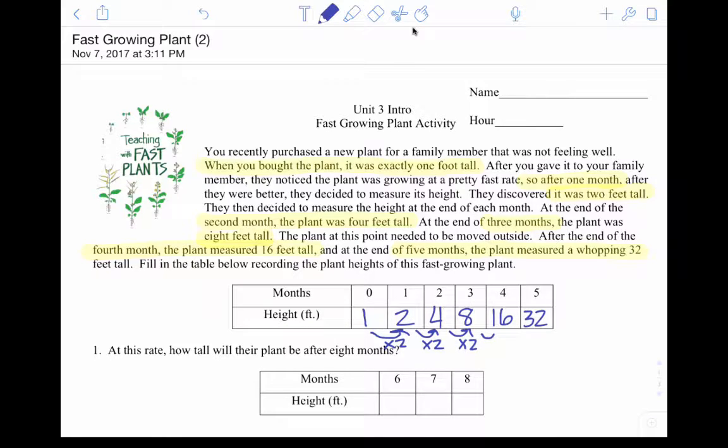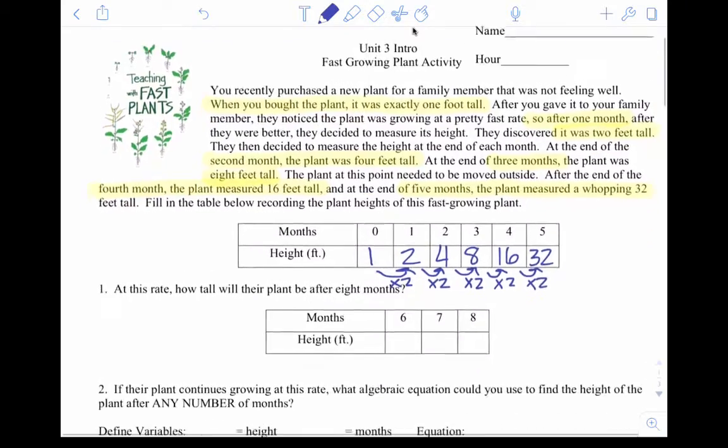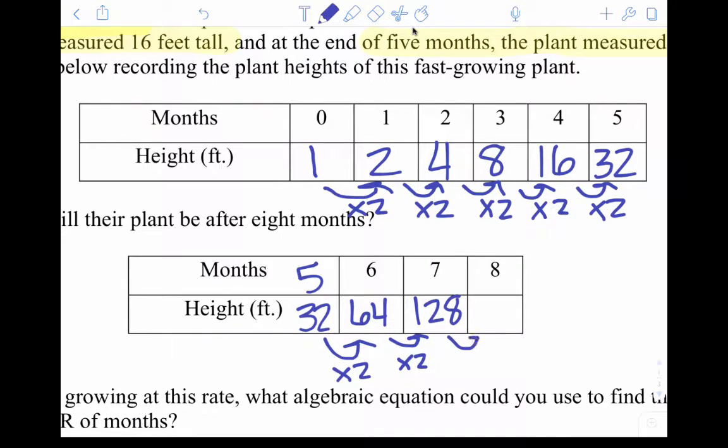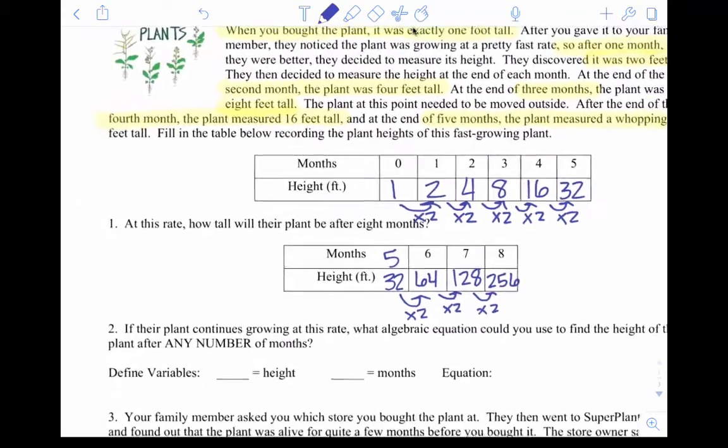So how are we going to figure out after 8 months if we only went to 5? Well, we need to figure out months 6 and 7 also. So I'm going to zoom in on this just a little bit. Reminder that after 5 months, it was 32 feet tall. So to get from after 5 months to 6 months, we need to multiply that height by 2. So it goes from 32 to 64. And then for the next month, we're going to do 64 times 2, which is 128. And then for the next month, we're going to multiply it by 2 again, and you get 256. So after 8 months, it's 256 feet tall.